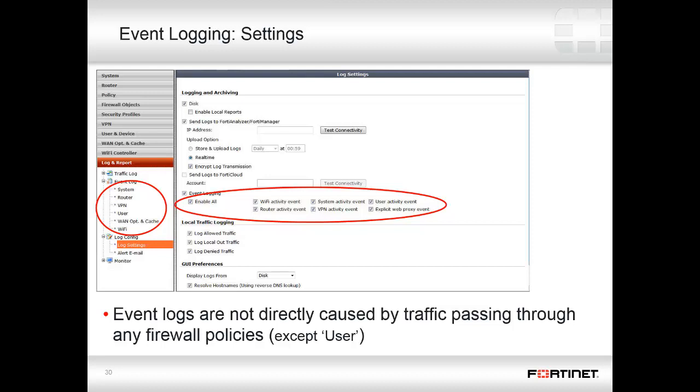None of the event logs that are created are caused by traffic passing through firewall policies. VPNs going up and down, routing protocol activity, those sorts of things are not caused by anything passing through a firewall policy. One exception might be the user log. This doesn't record information about traffic through firewall policies directly, but it does record user log-on and log-off events on traffic that passes through policies.